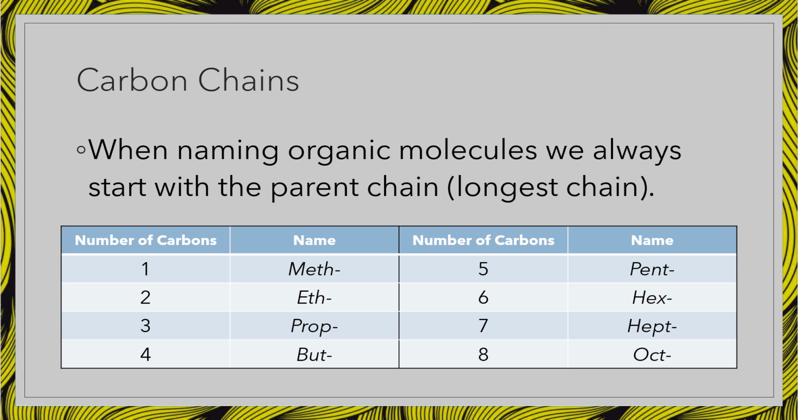6 is hex. 7 is hept. 8 is oct. If we were to do simple things, it would be like methanol, ethanol, propanol, butanol. So they're the first four alcohols. Or we can pick straight chain hydrocarbons, the alkanes: methane, ethane, propane, butane. Okay, that's how we name them. You might have heard of octane. Octane is 8 carbons long, and it's just a straight chain hydrocarbon.